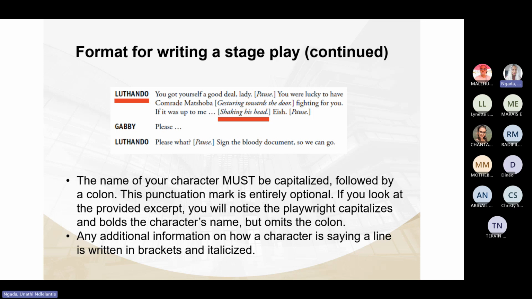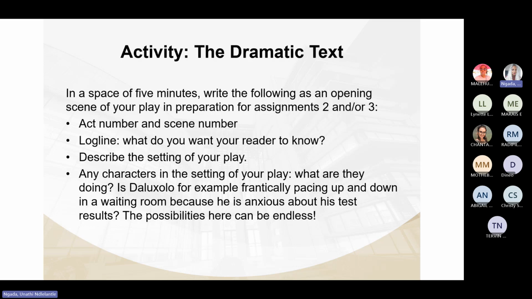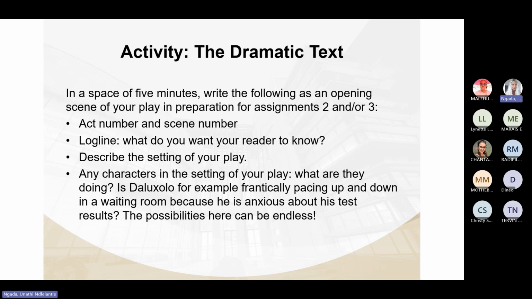Okay, no problem. So give us an act number and a scene number. You can give this a title. Then you give us a log line, followed by the setting, describe the setting of your play. And then in that setting, you can describe if there are any characters. If there are characters, remember, specify what they are doing. For example, is this character frantically pacing up and down because he's waiting for his test results?